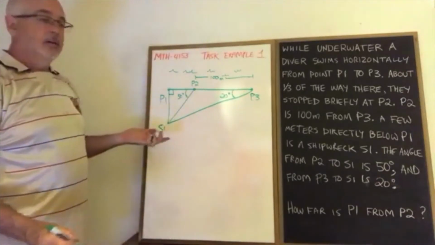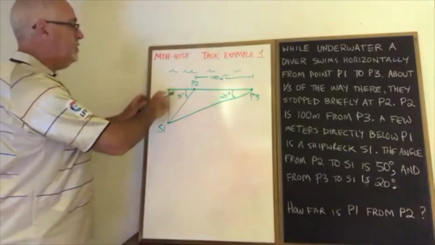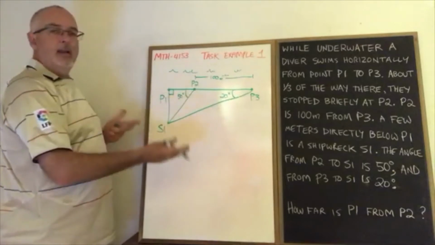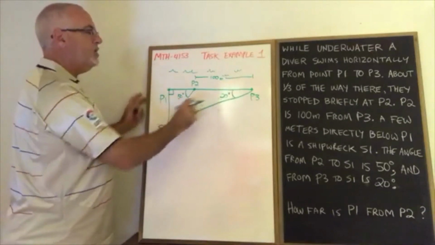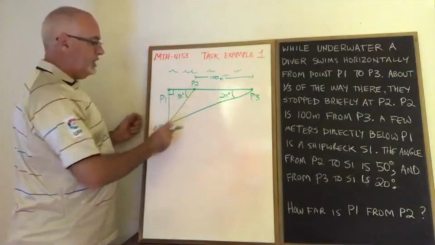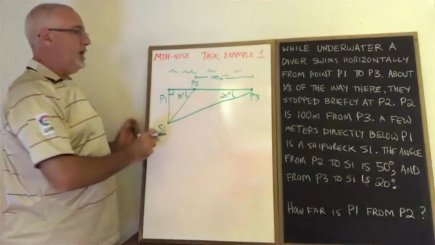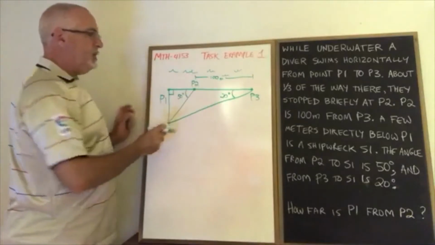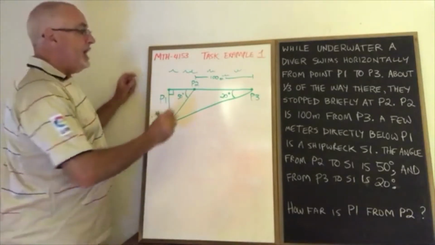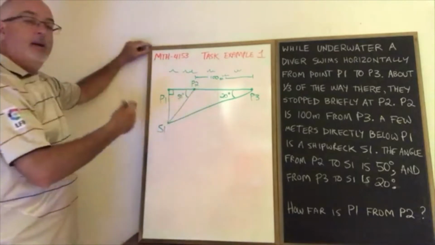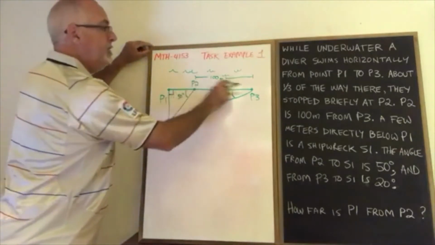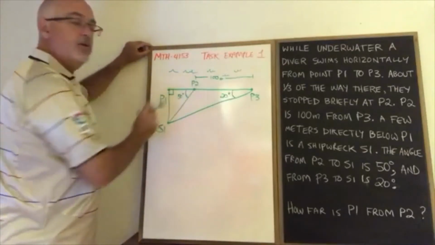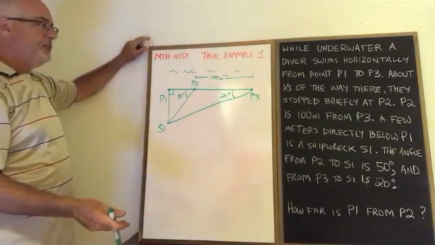I have three triangles. I have P1, P2, S1. I have P1, P3, S1. And of course, drawing the smaller one inside the larger one cut the larger one into two triangles. So I also have P2, P3, S1. The first two of those are right triangles. And then P2, P3, S1 is a non-right triangle. And that's the only one that I have a side length for. P2, P3 is the 100 meters. So I can see that I'm going to have to use this non-right triangle to answer the question.